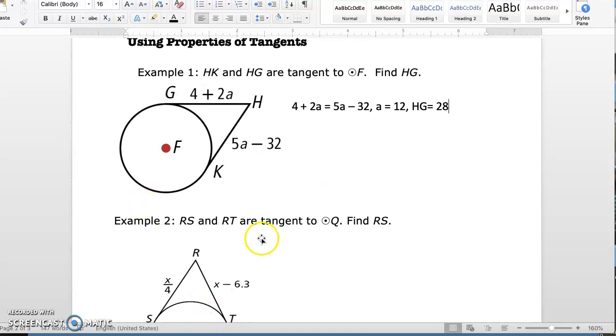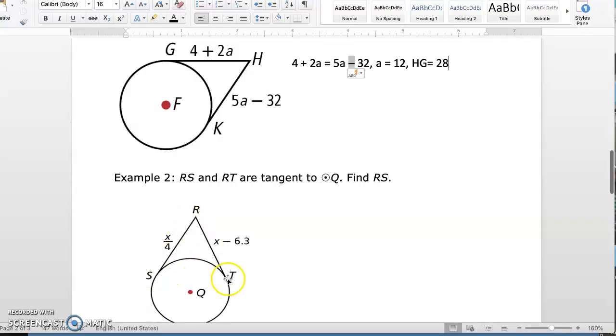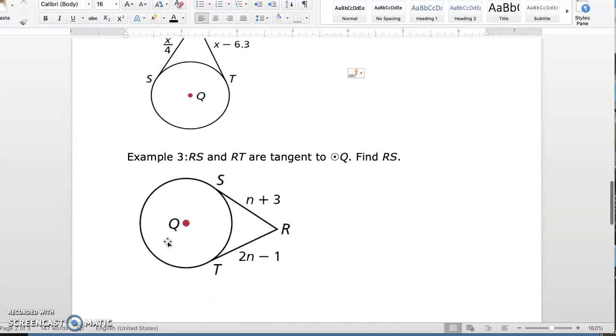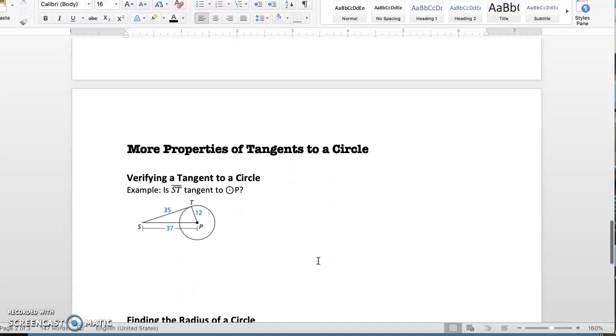I have two other examples, but I think that this should be okay for you all to figure out since we are so used to solving multi-step equations at this point. If they tell you RS and RT are tangent, you would set both of these equations equal to each other and solve. And the same thing in the third example. I'm telling you RS and RT are tangent, so they are equal in length, and you would set up those two equations equal to each other.